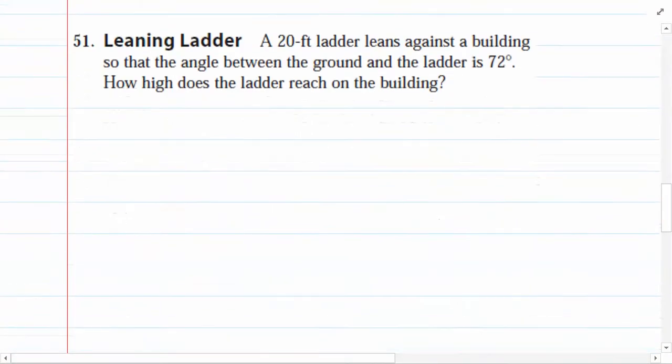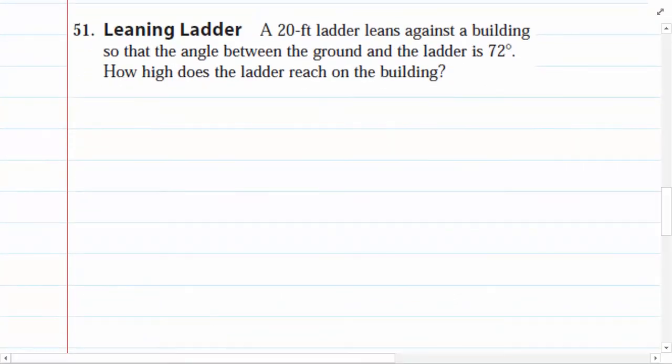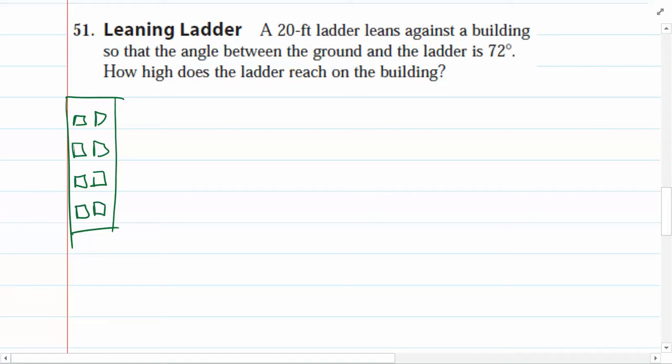Next one, a leaning ladder. A 20-foot ladder leans against a building so that the angle between the ground and the ladder is 72 degrees. How high does the ladder reach the building? So I'm going to draw my building here. Maybe I've got to reach this top window, and I've got to decide if this 20-foot ladder is going to be tall enough to reach this window.